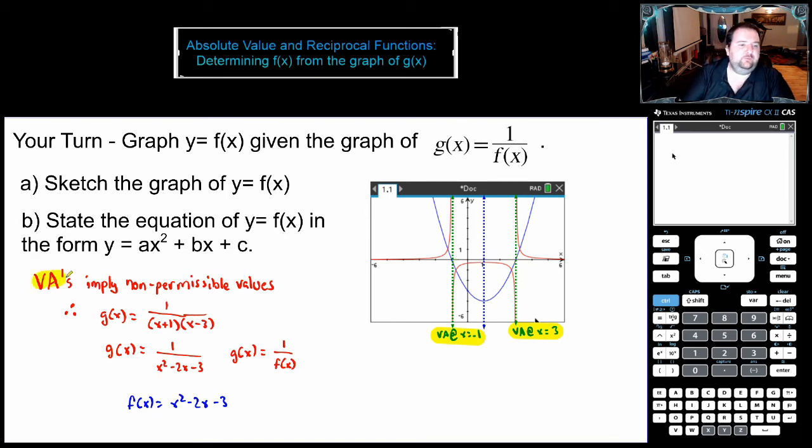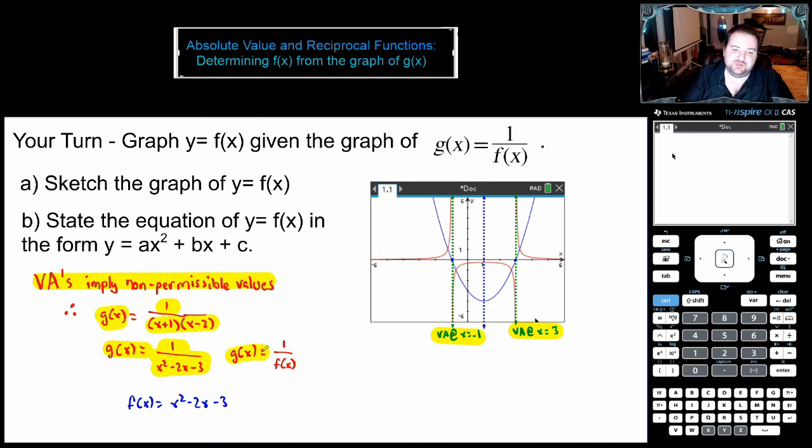And I remembered, well, vertical asymptotes, they actually imply non-permissible values. They're also my x-intercepts, right? So I could immediately plot these points here. And I'm going to actually make those dots a little smaller. My x-intercepts would be these points here on the vertical asymptote. But I also remember that they imply non-permissible values, meaning I can plop them down here into my g of x equation and then expand this out, and I would get 1 over x squared minus 2x minus 3.